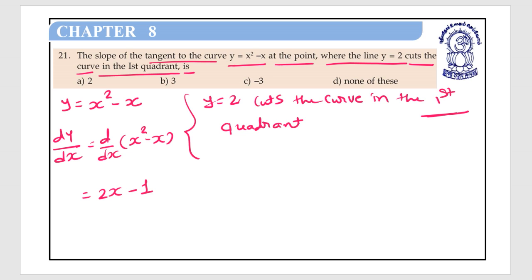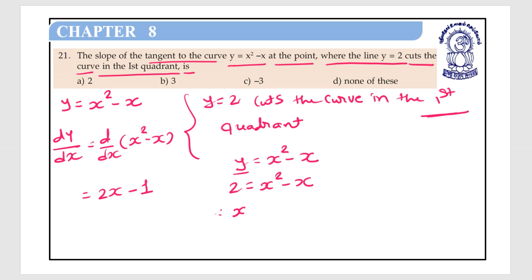Here y is equal to 2 is given. So y is equal to x square minus x. Put this value: 2 is equal to x square minus x, because the slope of the tangent to the curve y is equal to x square minus x at the point where the line y is equal to 2 cuts. The line cuts the curve at the point y is equal to 2. So put it into this equation of the curve. Okay. So 2 is equal to x square minus x.